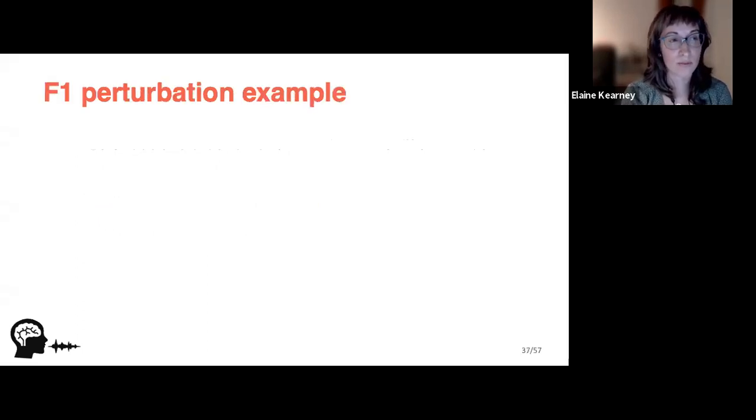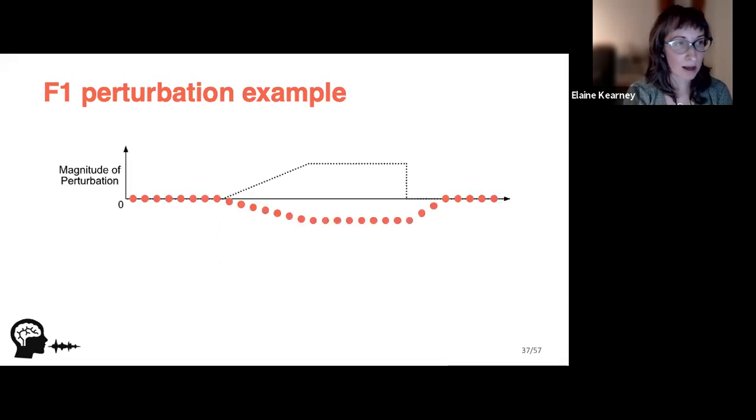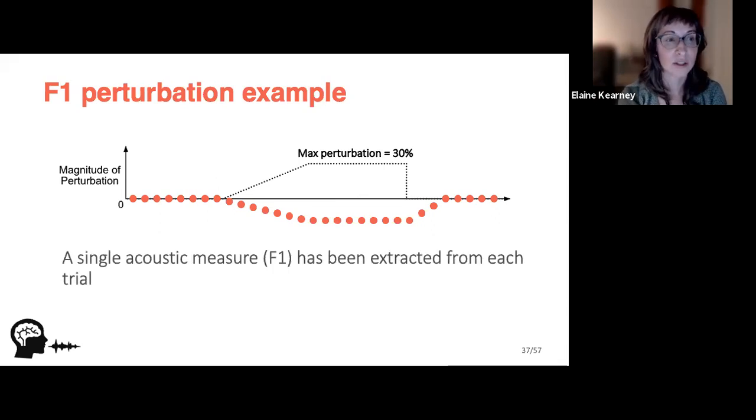I'm going to walk through the model equations based on an F1 perturbation example. So in this example study, it is the first formant, the first speech formant that is being perturbed. And I'm going to bring back as well the schematic of the experiment just so that we can have a visual reference for what's going on. So in this example, we're going to say that there was a 30% perturbation applied to F1. And at this point, we're also going to assume that the single acoustic measure has been extracted from each trial. And if it's a perturbation being applied to F1, we would then also be measuring F1 in the acoustic signal.